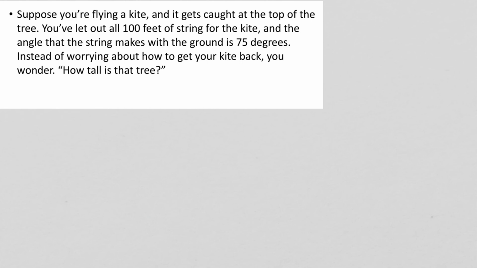All right, another one. Last one. Suppose you're flying a kite and it gets caught at the top of a tree. You've let out all 100 feet of string for the kite, and the angle that the string makes with the ground is 75 degrees. Instead of worrying about how to get to your kite, you wonder how tall that tree is. So pause the video, see if you can make a sketch of this right triangle with it correctly labeled.